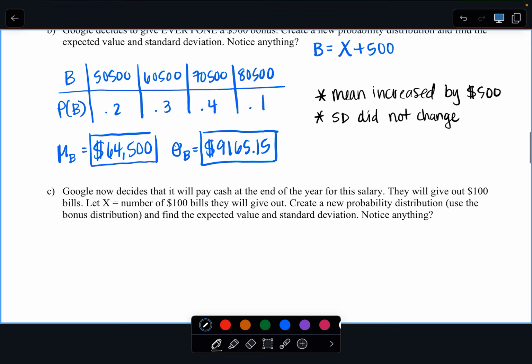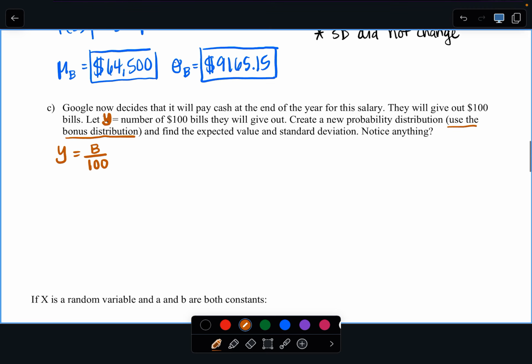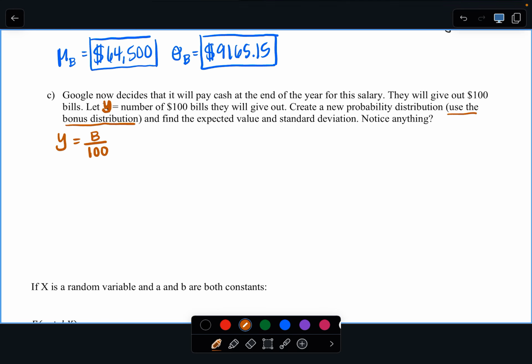So let's look at what multiplying does. Or dividing. They say Google now decides, okay, we're going to pay cash at the end of the year and we're going to pay in $100 bills. So everyone's getting their salary at the end of the year in $100 bills. And they say to let X, but since we've already used X, I'm going to just change this to Y. Let Y be the number of $100 bills they will give out. So Y is going to be, and they're saying to use the bonus distribution, so I'm going to take that bonus value and divide it by 100. That's going to tell me how many $100 bills everyone should get.